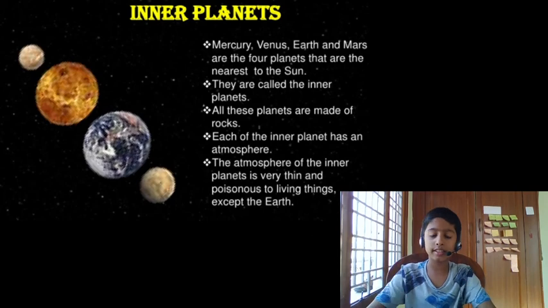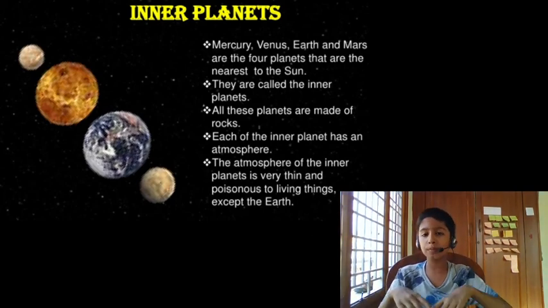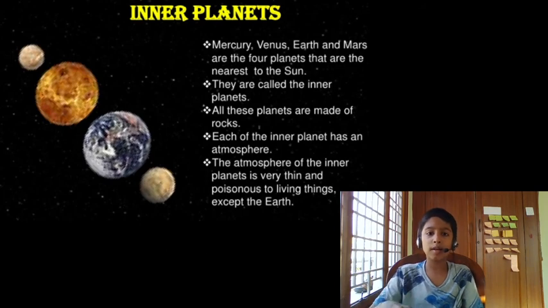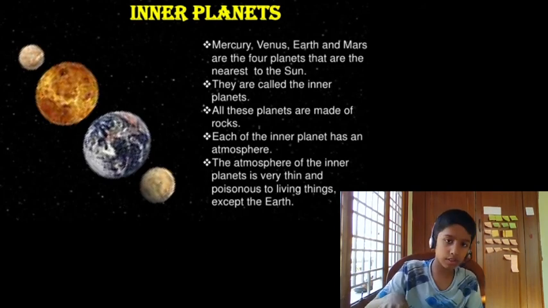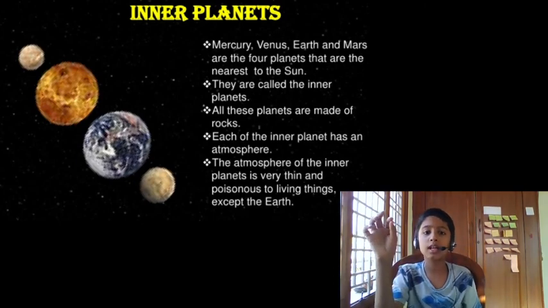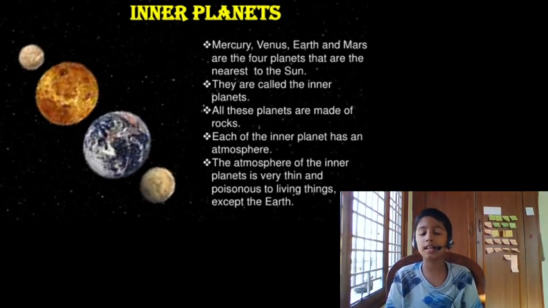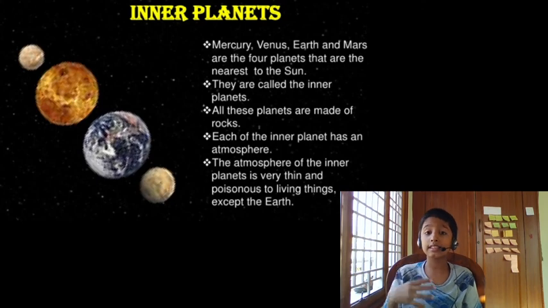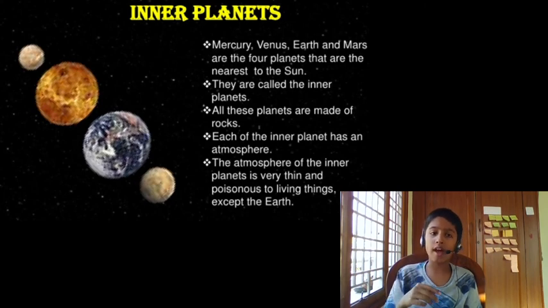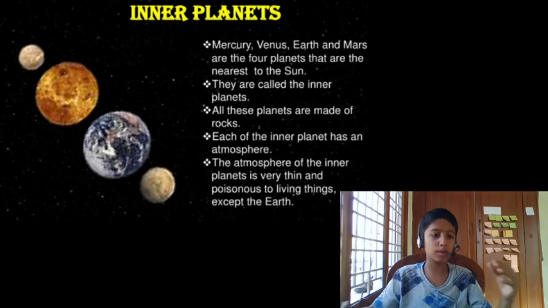All these planets are made up of rocks. Each inner planet has an atmosphere, but the atmosphere of the inner planets is very thin and poisonous for living things, except Earth. Earth has the good atmosphere which allows us to live, and the other planets' atmosphere is poisonous.